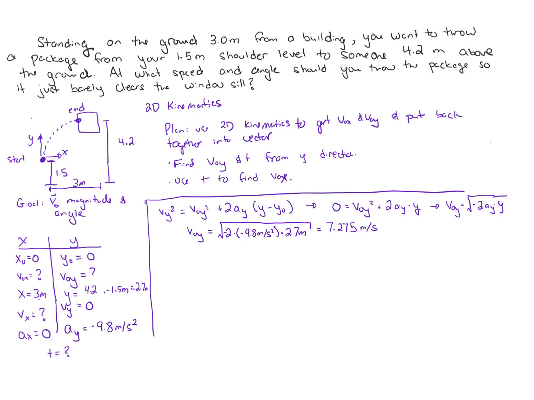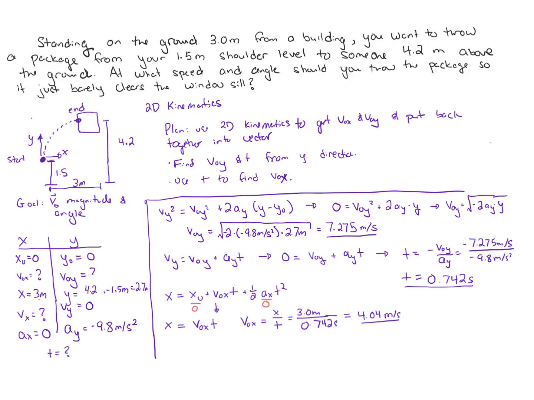Okay, so now my next thing is to find v naught y, did that, and t from the y direction, because I'm going to need to have t so that I only have two unknowns in the x direction, and then I can find v naught x, which is part of my goal. All right, so why don't you see how much of that part you can now execute?